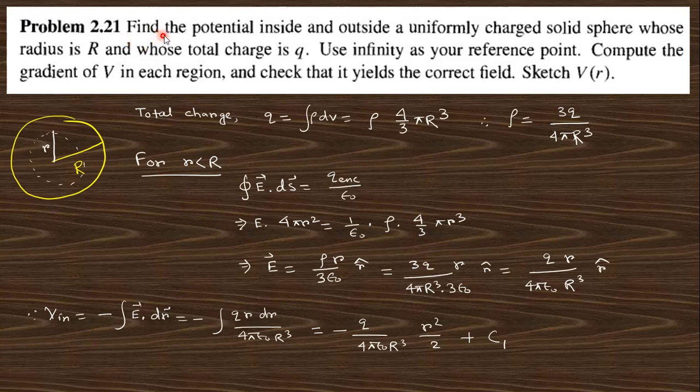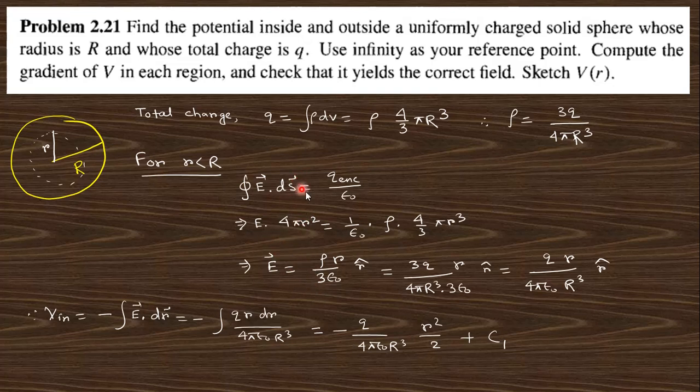2.21 says: find the potential inside and outside a uniformly charged solid sphere. This is a charged solid sphere of radius R whose total charge is Q. You need to find the potential at an inside point and an outside point. For the inside point we can calculate the electric field. We already found the electric field in the previous video, but here we repeat it.